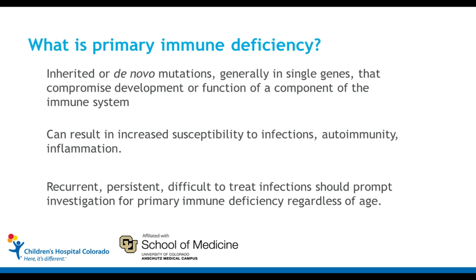A hallmark of primary immunodeficiency is recurrent, persistent, and difficult to treat infections, and when a patient presents with these difficult infections, it should prompt the clinician to think about primary immunodeficiency and investigate regardless of the age of the patient.